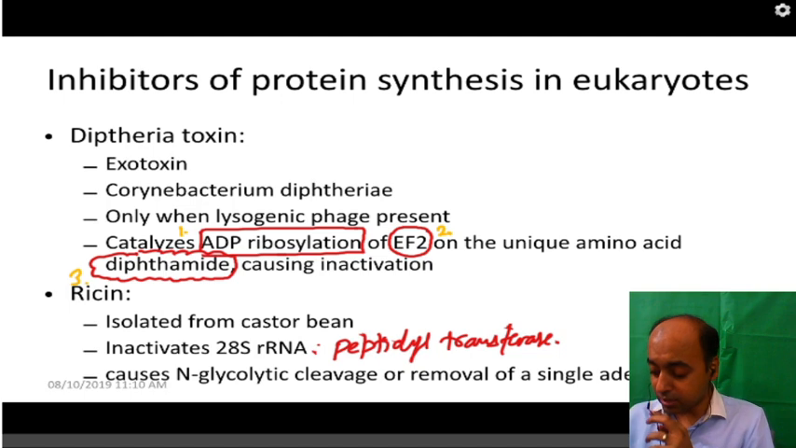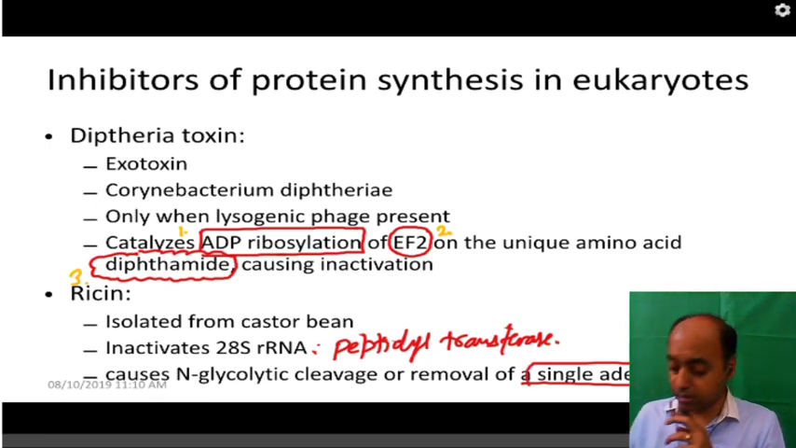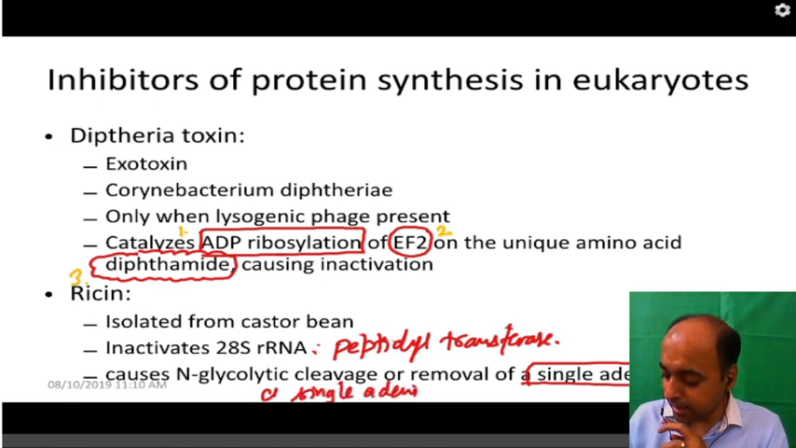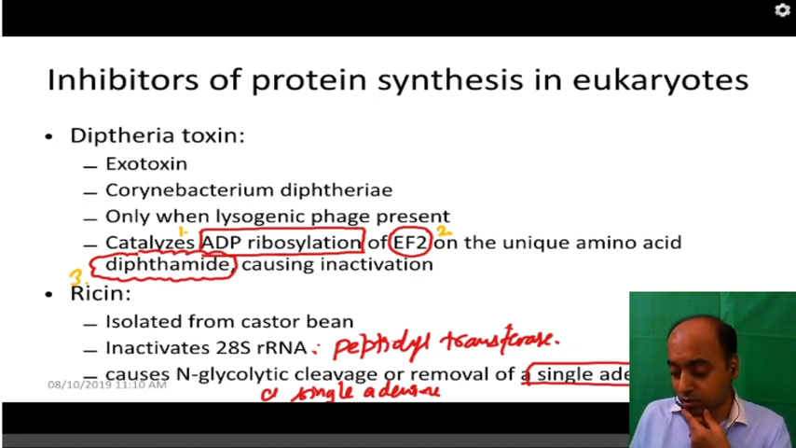What is the action of ricin? Number one, a single adenine is removed. A single adenine is removed by glycosidic cleavage, whereby the action of 28S ribosomal RNA is disrupted. So these are the diphtheria toxin and ricin.